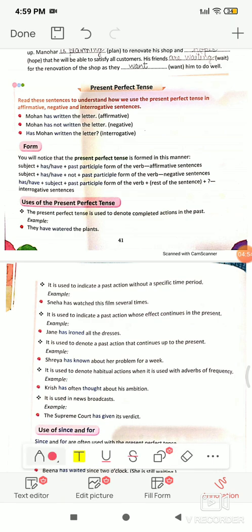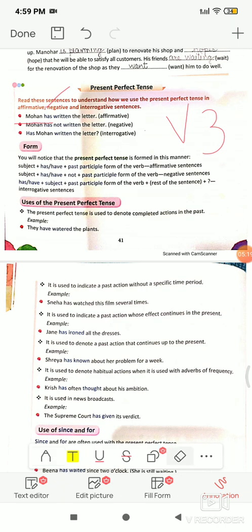So according to the formula, let us see. Mohan. Now Mohan is the subject. So has, have. Has is used with singular subjects and Mohan is singular. So has will be used. Mohan has written. Now write is the verb. And what is the third form of write? Write, wrote, written. Third form. So it is V3, right?